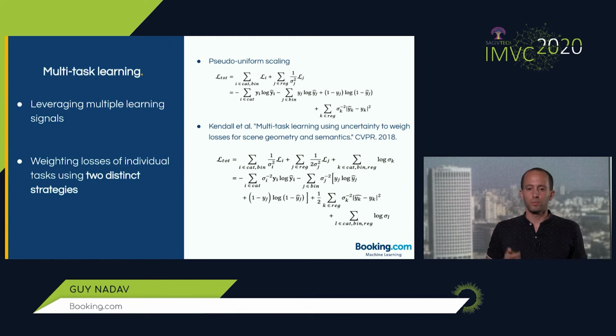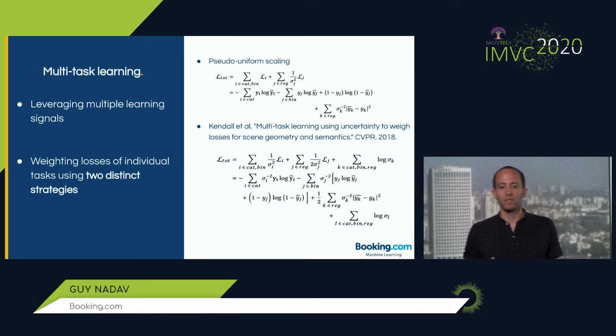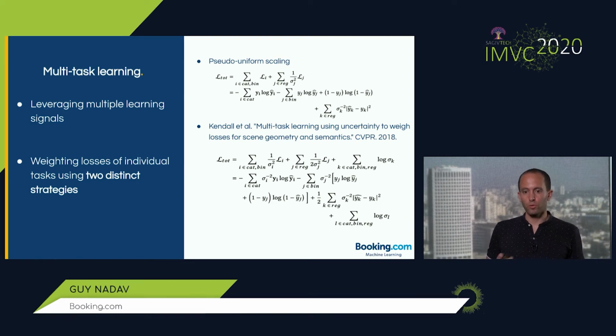Now, let's briefly discuss how we actually do the multitask learning and how we combine the different losses. So, in our problem, we try two variants of weighting the task-specific losses. The total loss is the aggregation of binary, categorical, and regression losses. The first weighting approach is a simple heuristic based on uniform scaling, in which the regression loss, which has a different scale, is normalized by the sample variance.